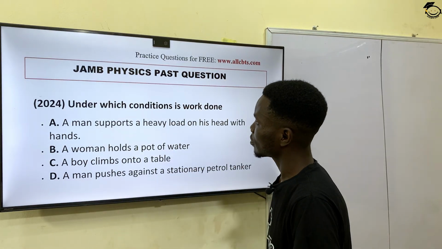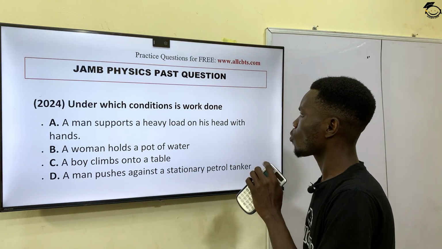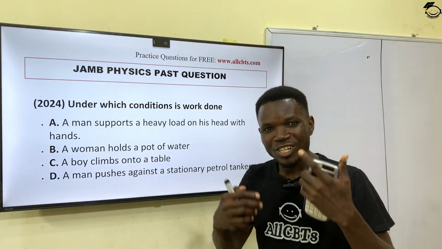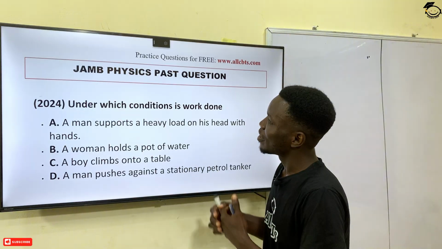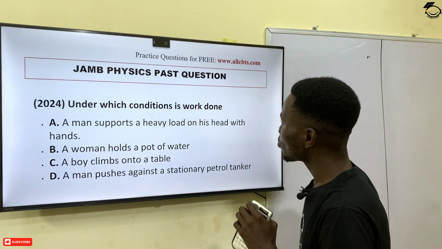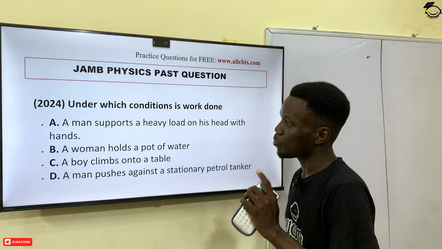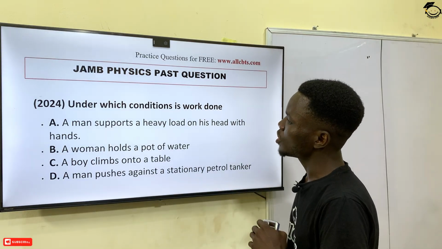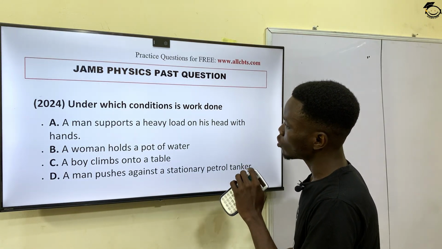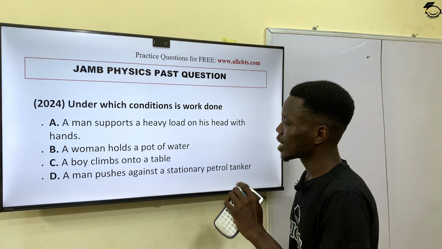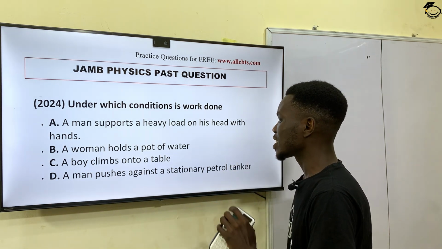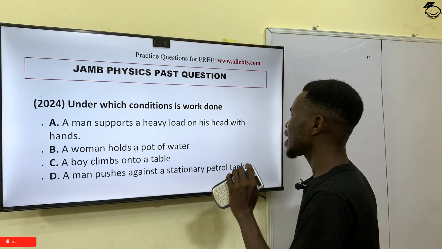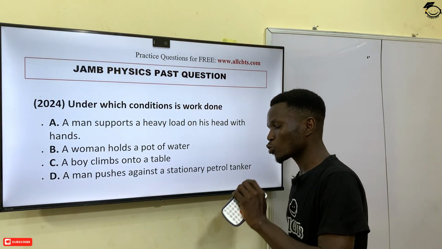It says, under which condition is work done? So they're asking you simply, what is the definition of work as per physics? Option A says, a man supports a heavy load on his head with hands. Option B says, a woman holds a pot of water. Option C says, a boy climbs onto a table. Option D says, a man pushes against a stationary petrol tanker.